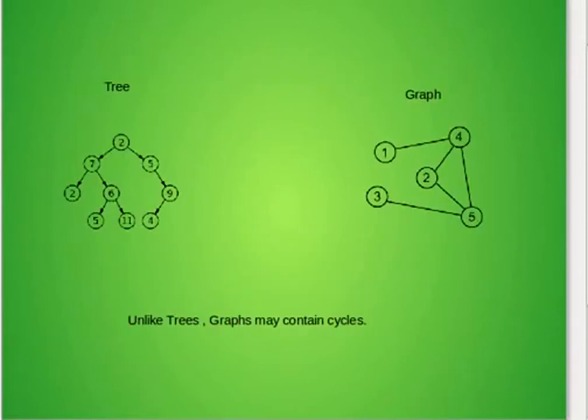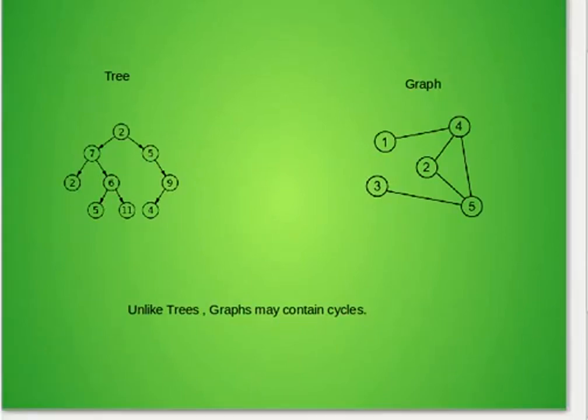Before moving to graph representation and all those cool stuff, let's first see what exactly the difference is between a tree and a graph. In trees, there is a hierarchical relationship between parents and children. That is, a one parent and many children kind of relationship. And in a graph, the relationship can be from many parents to many children. Unlike trees, graphs may contain cycles.